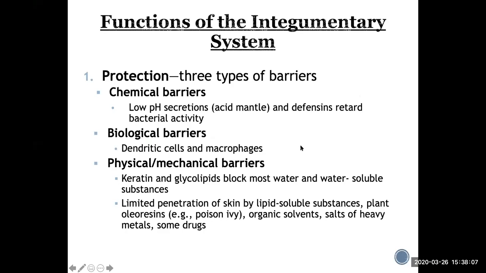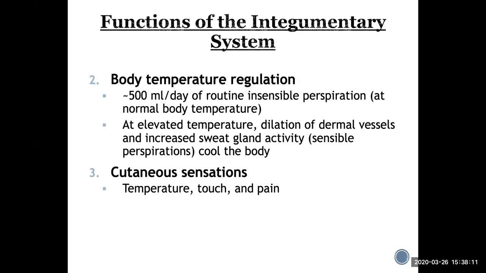Okay, chemical, biological, and physical layers are all part of the protection function of your integumentary system. Additional functions include body temperature regulation, right? So we perspire, right? Our eccrine sweat glands produce water and salt and a bunch of other things, and we call that fluid sweat. And as it evaporates from the surface of our skin, it takes some of our body heat with it, so that's good when we get too warm.